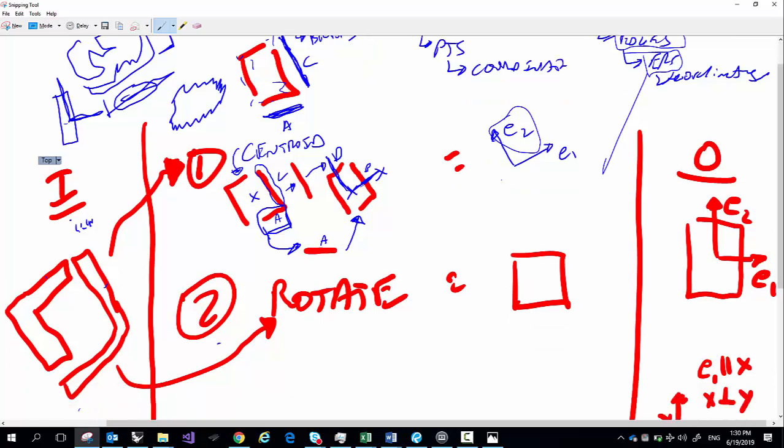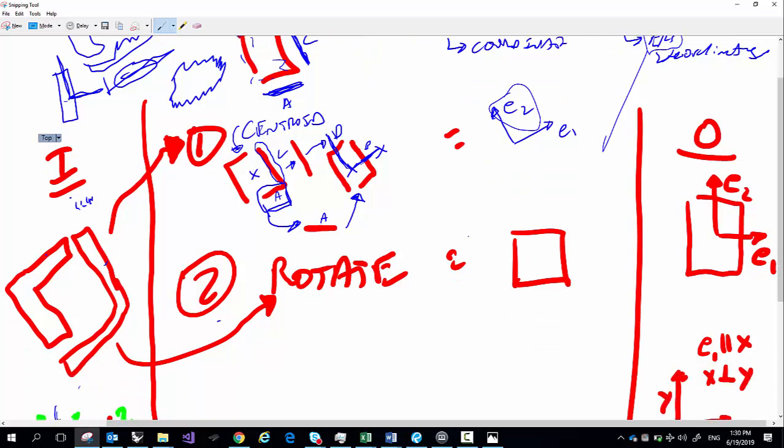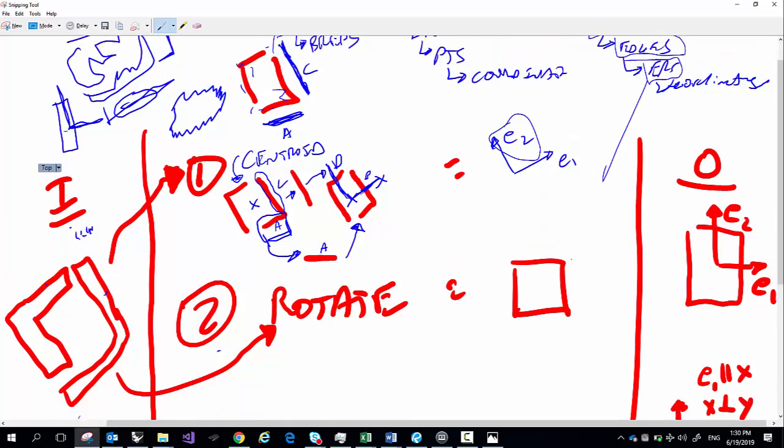Okay? Next step was to rotate using those two things, right? Which, you'll see soon, we might not even need both E1 and E2 for that. So that's where we're at the end of today.